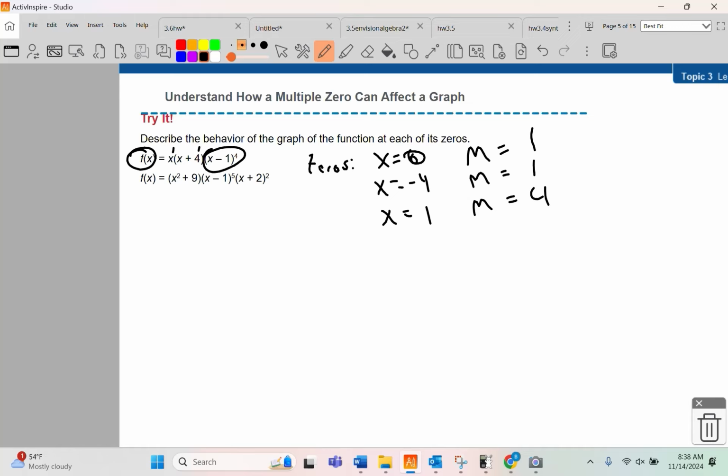Behavior is derived from multiplicity. The numbers 1 and 1, what are they? Odd. What does odd multiplicity do when it comes to the x-axis? Cross it. Let's do cross the x-axis. About 4. That's even. Touch the x-axis. I should probably write the word odd here. I should probably write the word even. When you go back and look at your notes, you might not realize that you're dealing with odd and even. So I want you guys to do the next one.